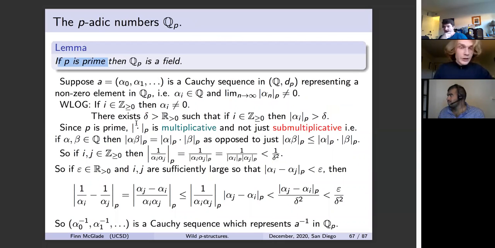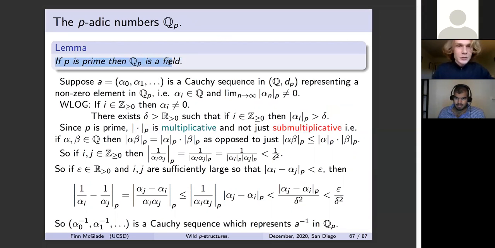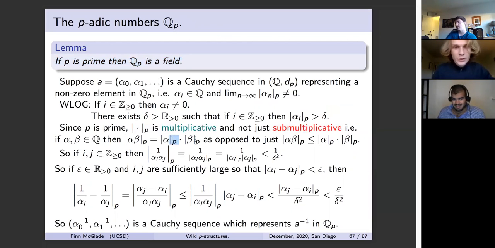Okay, so we have this fact that when p is prime, Qp is a field. I'm not going to go through the proof here, but the key property is that when p is prime, this p-adic absolute value is actually legitimately multiplicative. So it's not just submultiplicative. And so if you want to prove Qp is a field, you just write down the proof that R is a field, and then you put subscript p's on all your absolute value symbols. So it's totally formal. The same proof works in the case of the p-adic numbers, but the important property is that you have multiplicativity of the absolute value.